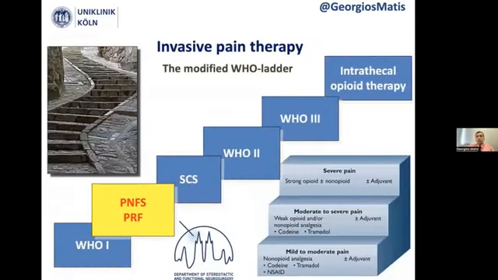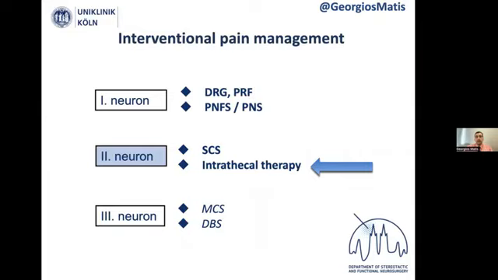I think you have all seen this ladder of the World Health Organization. Theoretically, we should start with non-opioids, then use the weak opioids, and then pass to the strong opioids. At the end of this therapy, we have the intrathecal therapy. But we have seen that if we start offering our patients therapies like pulse radiofrequency or peripheral nerve field stimulation or spinal cord stimulation before even trying the opioids, then the clinical results are much, much better. Nevertheless, the intrathecal therapy stays at the head of this treatment plan.